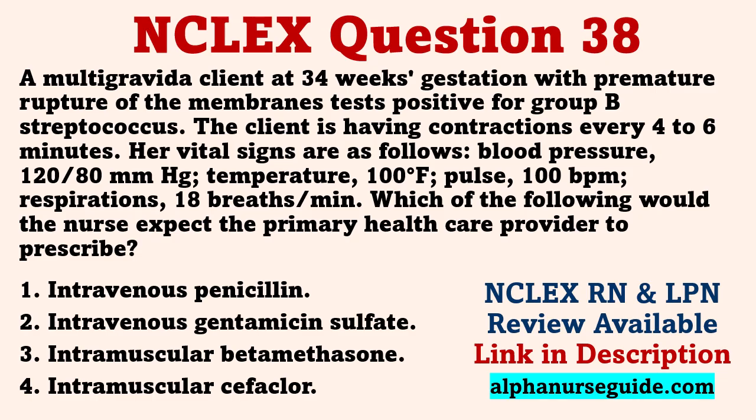A multigravid client at 34 weeks gestation with premature rupture of the membranes tests positive for group B streptococcus. The client is having contractions every 4 to 6 minutes. Her vital signs are as follows: blood pressure 120/80, temperature 100 degrees Fahrenheit, pulse 100 beats per minute, respirations 18 breaths per minute. Which of the following would the nurse expect a primary health care provider to prescribe? 1. Intravenous penicillin. 2. Intravenous gentamicin sulfate. 3. Intramuscular betamethasone. 4. Intramuscular cefaclor.